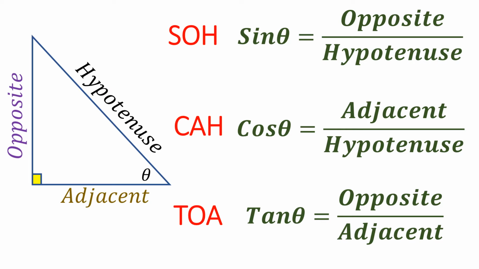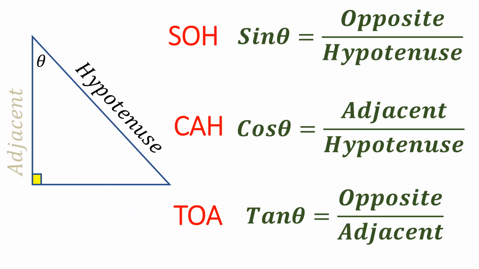Now, the position of the opposite side and the adjacent side depends on the position of the angle. Let's say we will transfer the position of theta to the other angle. Now, the opposite and the adjacent will also change their positions. So the adjacent is always at the side of the angle, and the opposite side is literally the opposite side of the angle.